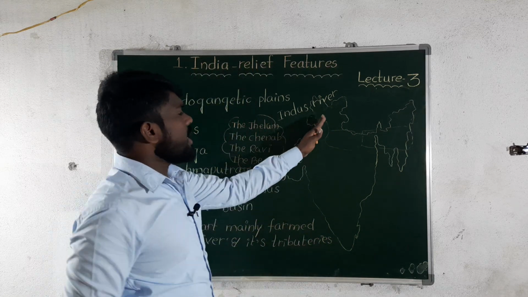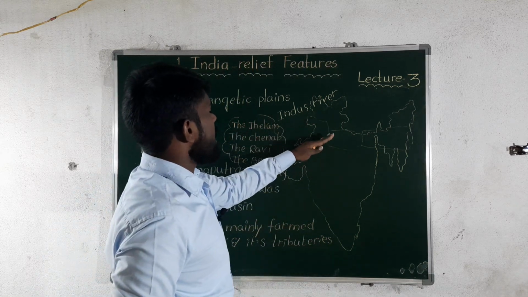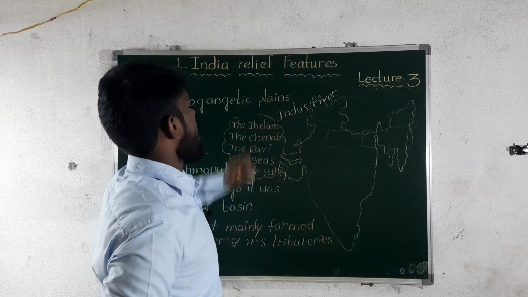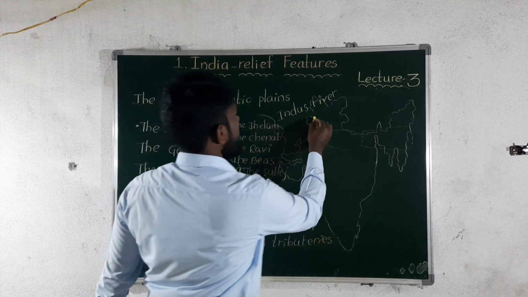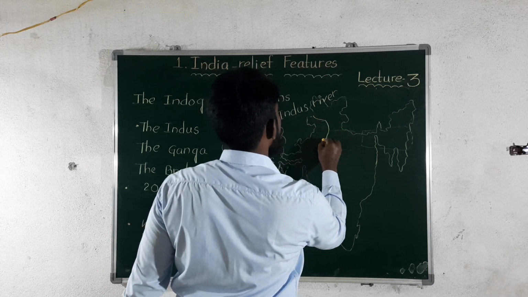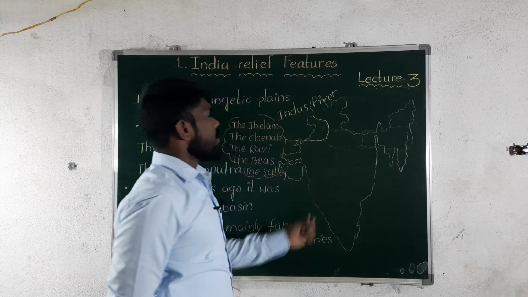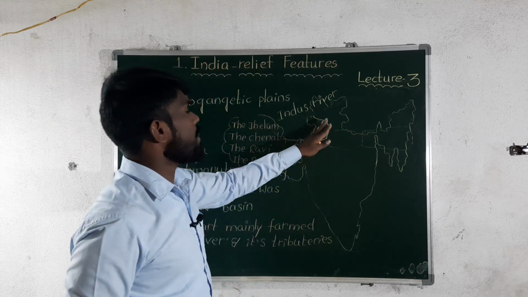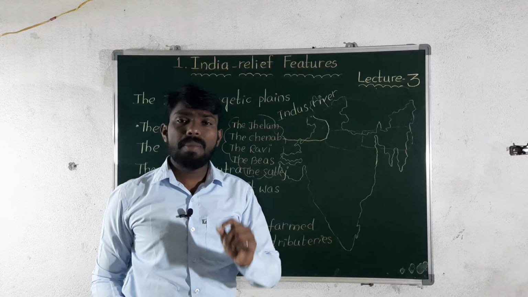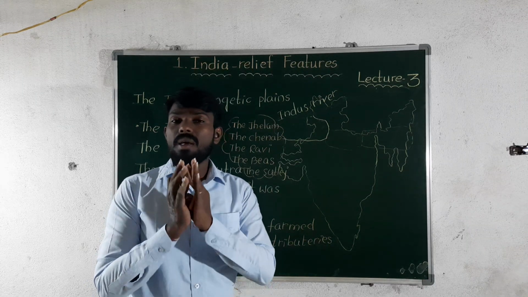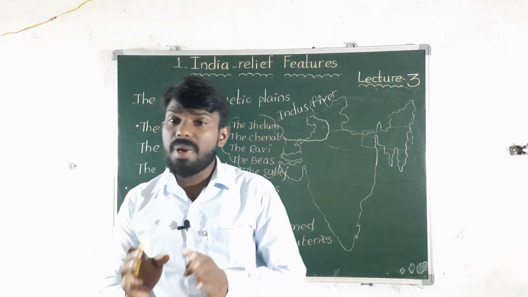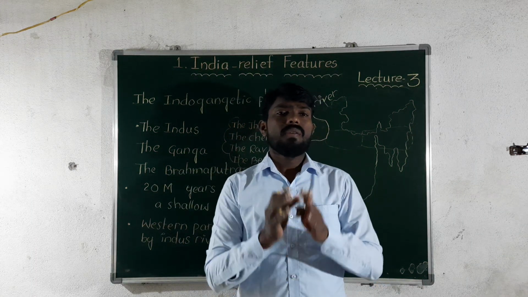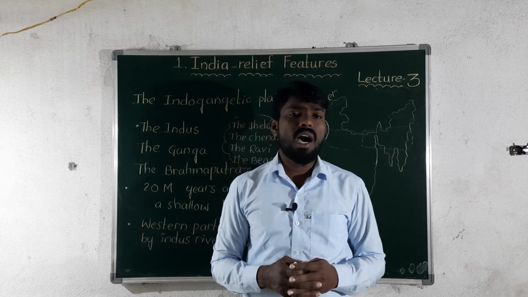The western part mainly lies in the Pakistan region. Only a minor portion lies in the Punjab and Haryana plains. The maximum portion is covered by Pakistan.